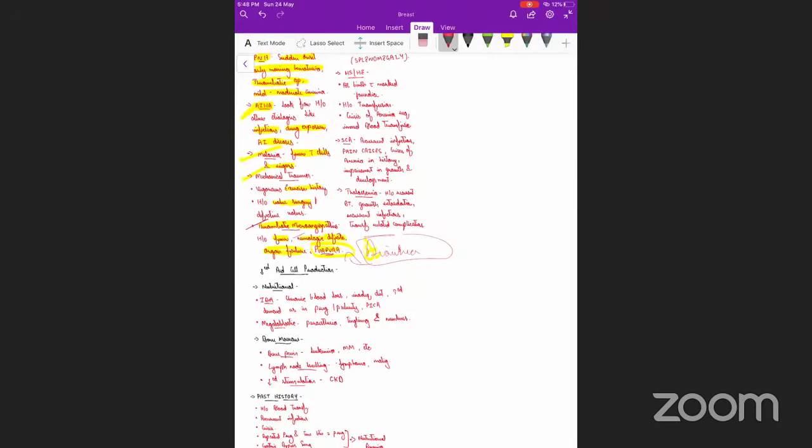Which strain? O157:H7. Very good, very good.